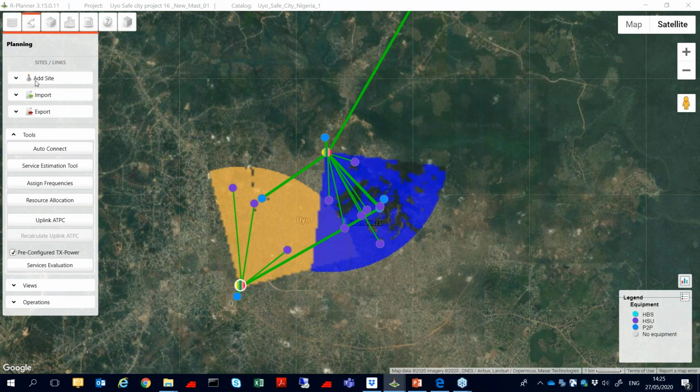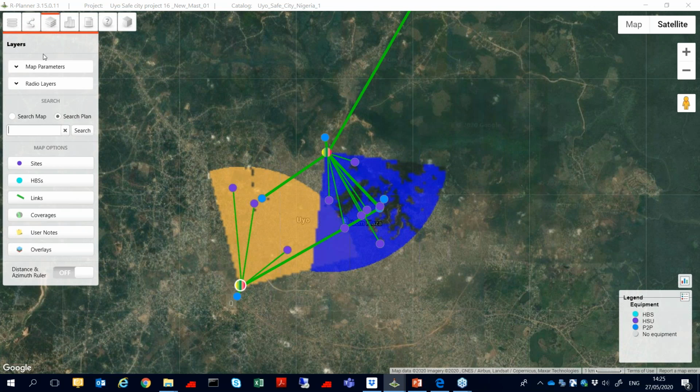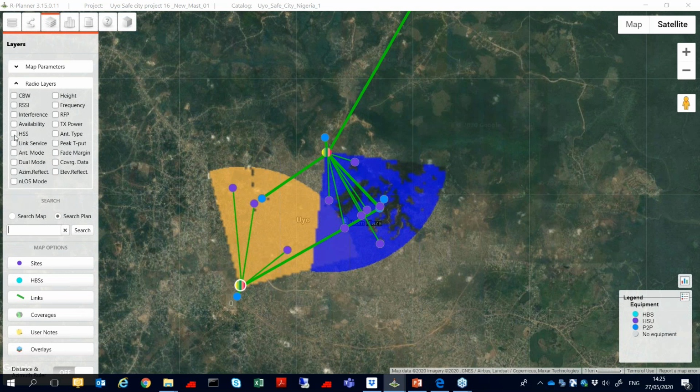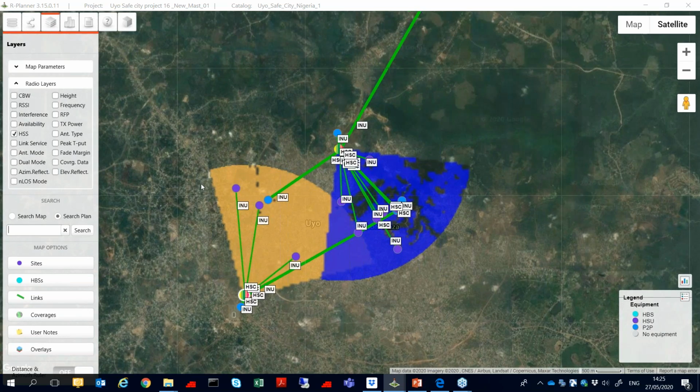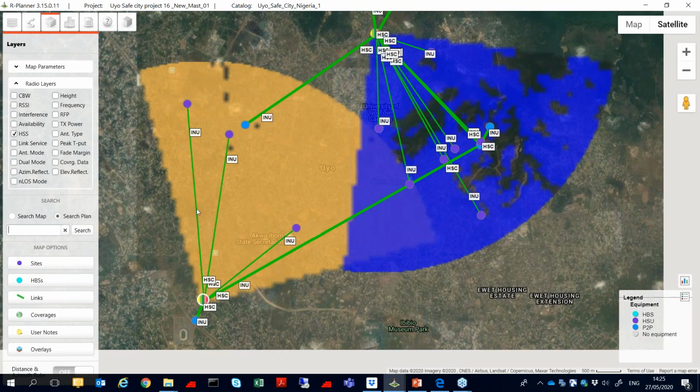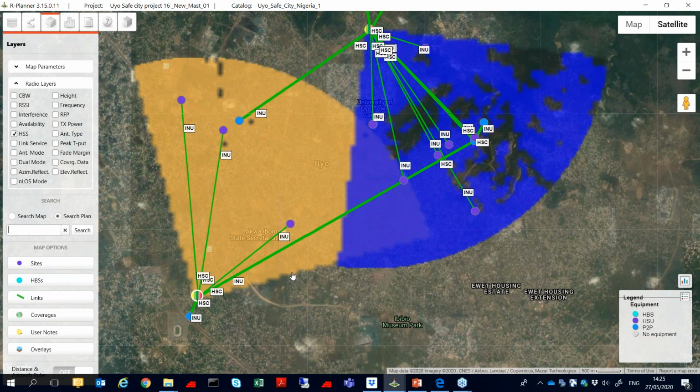can explain the behavior of each link and the performance according to interference. We can analyze the synchronization. So if we go to the radio layers, you can see that there is a hub site synchronization, and we can identify the entities that are providing the clock and the entities that inherit the clock from the master clock. There are entities which are client, there are entities which are master, and there are entities which inherit the clock from the master.